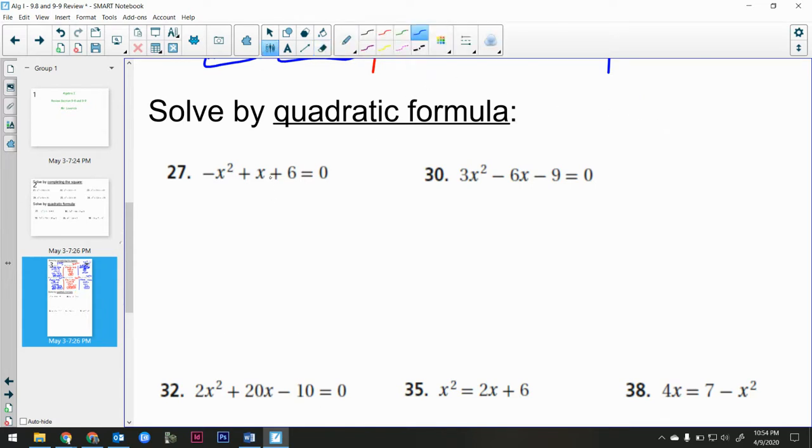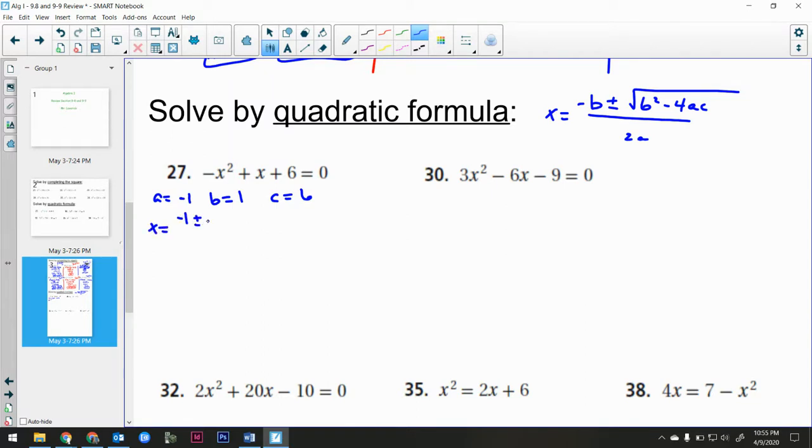Okay, here we go. It's the quadratic formula. So what is the quadratic formula? Remember that it's x equals the opposite of b plus or minus the square root of b squared minus 4ac, all divided by 2a. Now, where is that a, b, and c? I like to write that out: -1, +1, 6. So we have x equals the opposite of b plus or minus the square root of b squared minus 4 times a times c, all divided by 2 times -1.